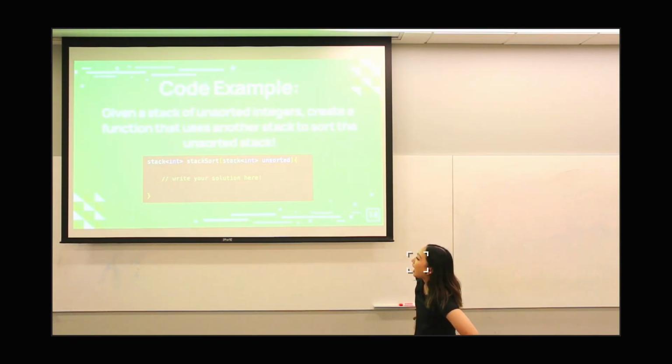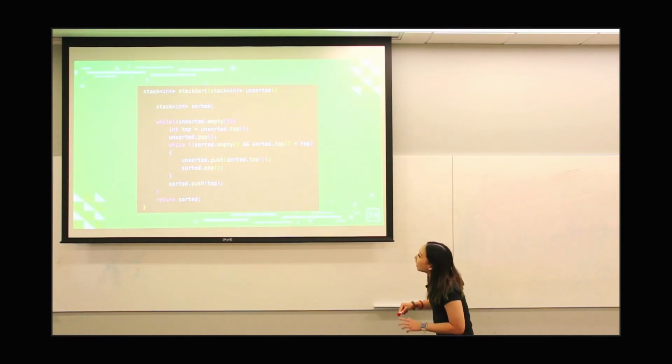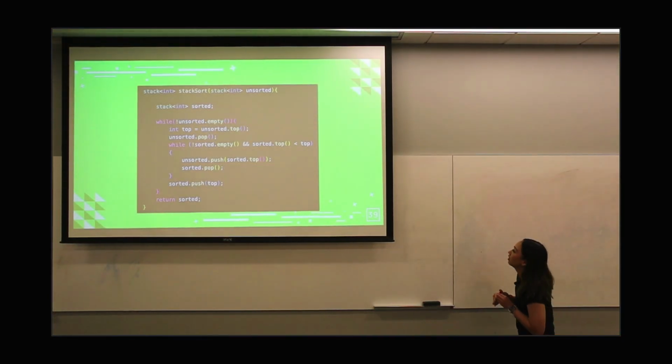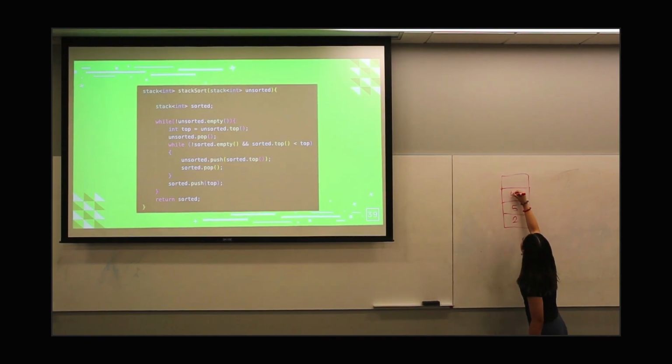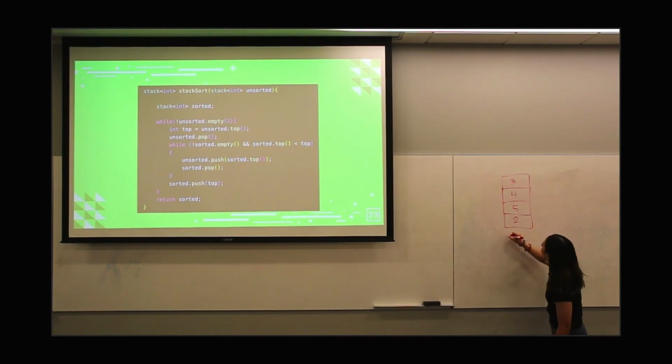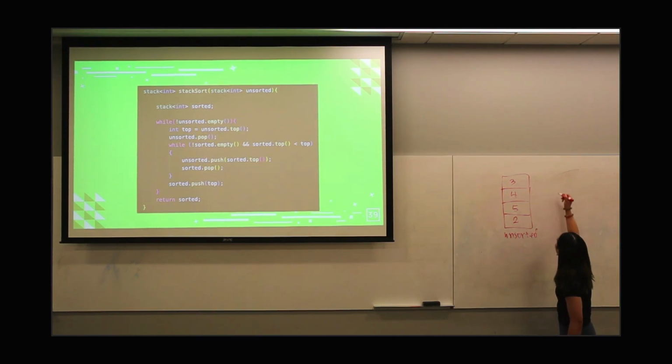So first, we have an example. Given a stack of unsorted integers, create a function that uses another stack to sort the unsorted stack. So I'll go ahead and trace this out. So we have a stack here. So we have 2, 5, 4, and 3. So this would be our unsorted stack. And then we'll have a new stack called sorted.